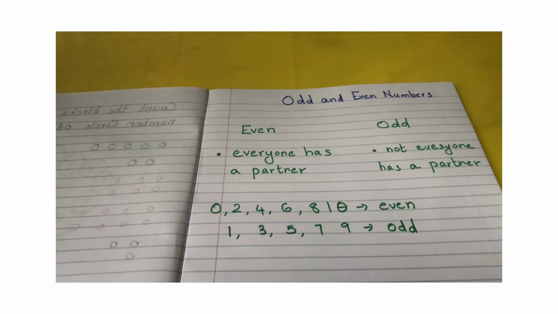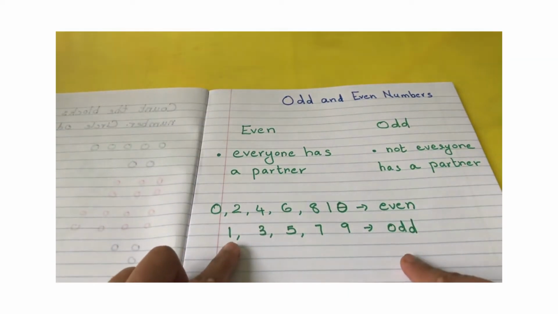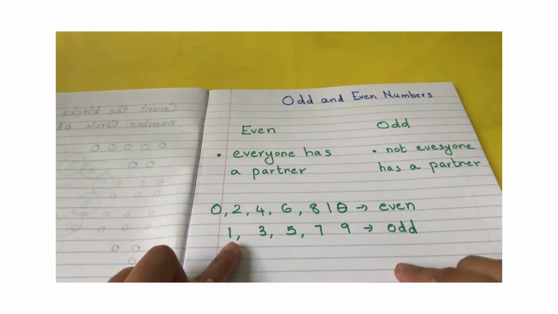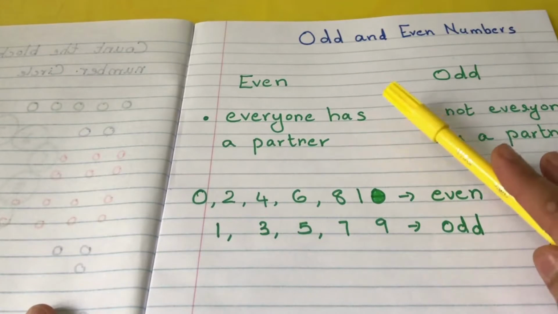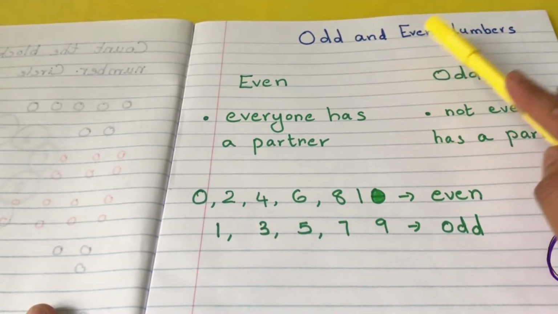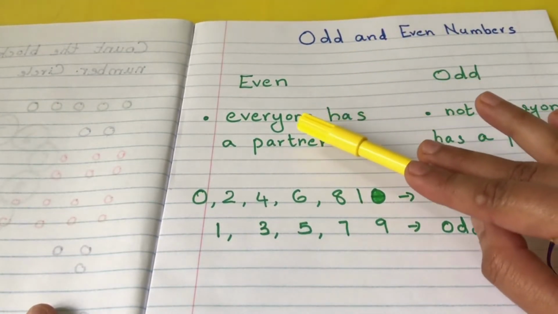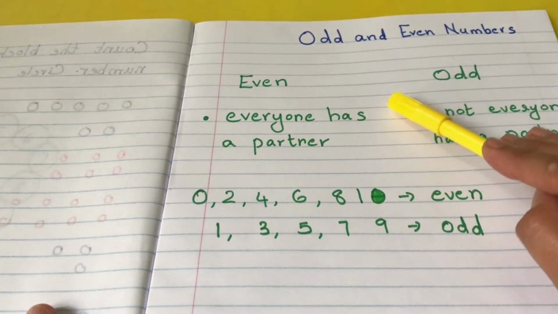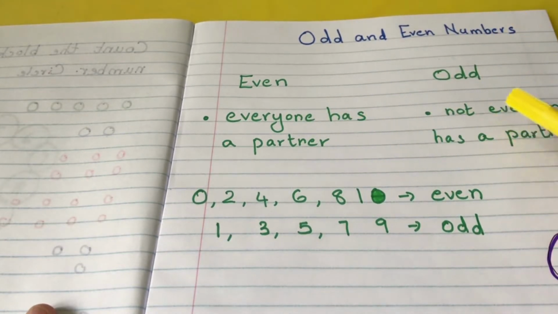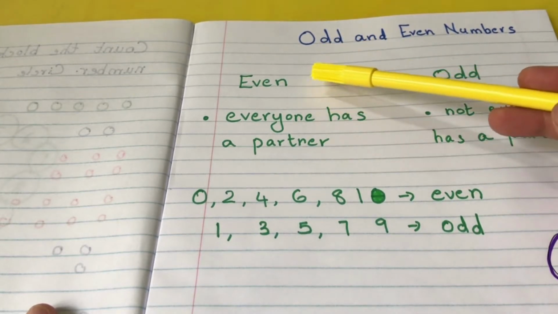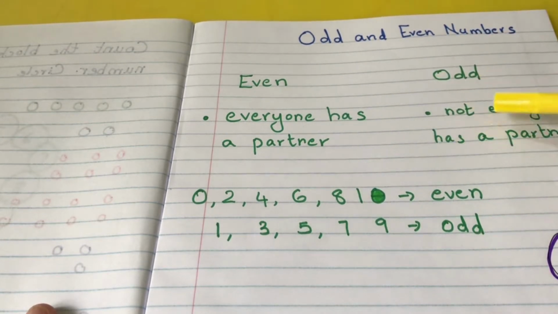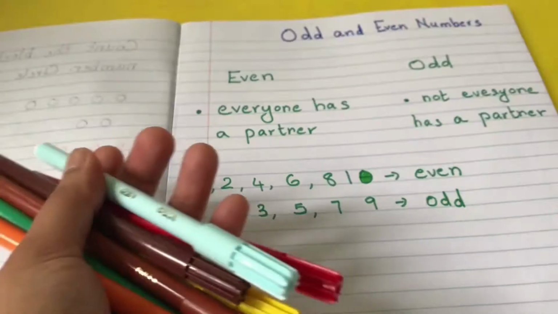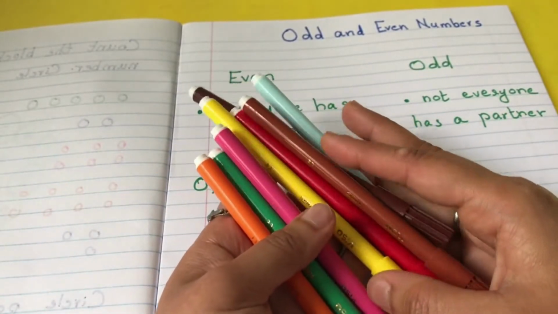In today's video, I'll explain how to introduce odd and even numbers to our little ones. So let's understand what odd and even numbers are. An even number is a number that can be paired in twos. An odd number is a number that cannot be paired in twos. In other words, for an even number, everyone has a partner. For an odd number, not everyone has a partner. So how do we introduce this concept to kids?